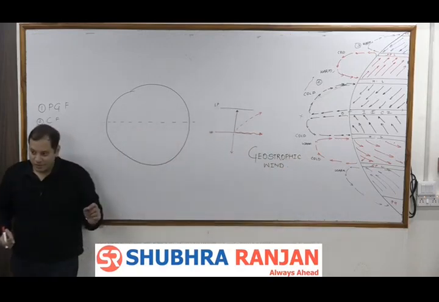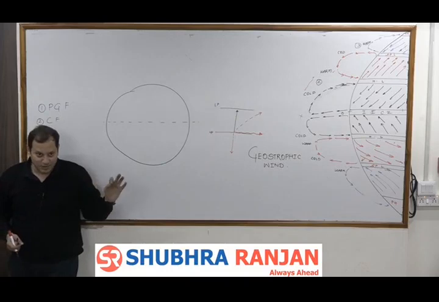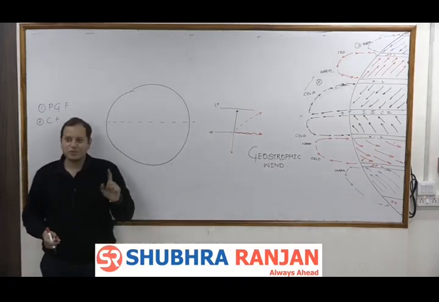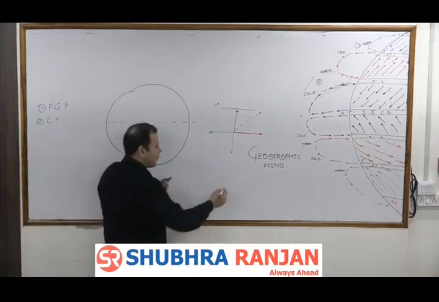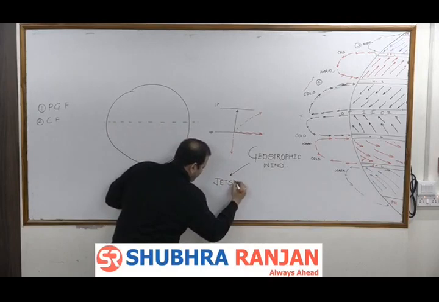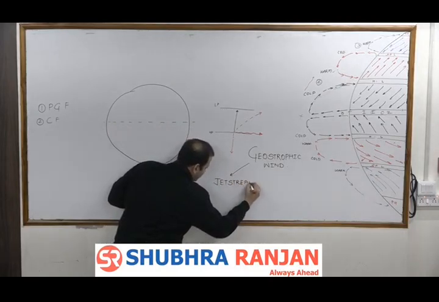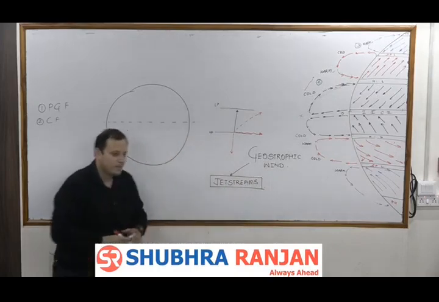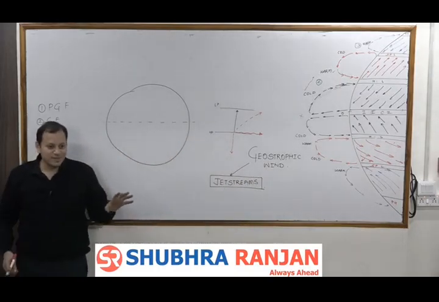What is a geostrophic wind? Flows parallel to the isobar. Now understand here. The geostrophic winds which blow in the upper atmosphere are known as jet streams.